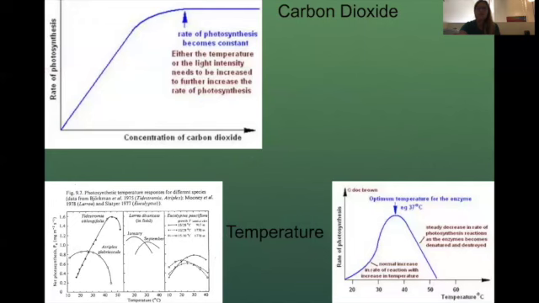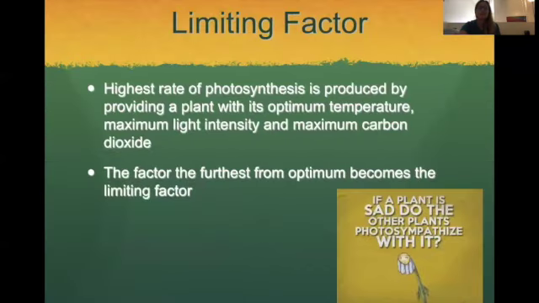All right, so here are some graphs. As the concentration of carbon dioxide increases, the rate of photosynthesis increases until a point, at which point all the enzymes are busy. Temperature, again, is that perfect enzyme kind of curve that you're used to seeing. The limiting factor is the thing that will prevent the plant from doing photosynthesis first. So the highest rate of photosynthesis is produced by providing a plant with its optimum temperature, maximum light intensity, and maximum carbon dioxide. The factor furthest from optimum becomes the limiting factor.